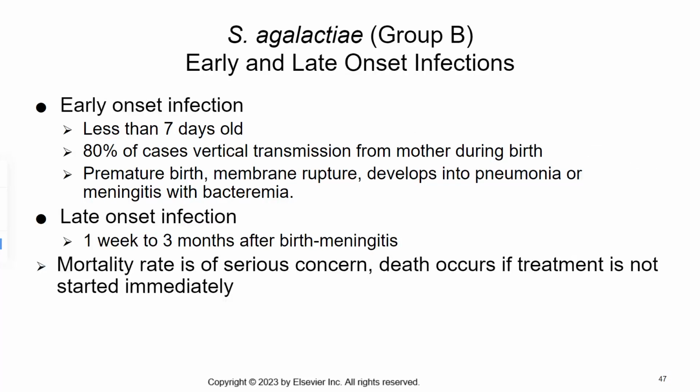Early onset of infection, so less than 7 days old. 80% of cases are vertical transmission from the mother during the birth. Premature birth, membrane rupture, develops into pneumonia or meningitis with bacteremia. Late onset infection, 1 week to 3 months after birth, it can be meningitis. The mortality rate is of serious concern. Death occurs if treatment is not started immediately.